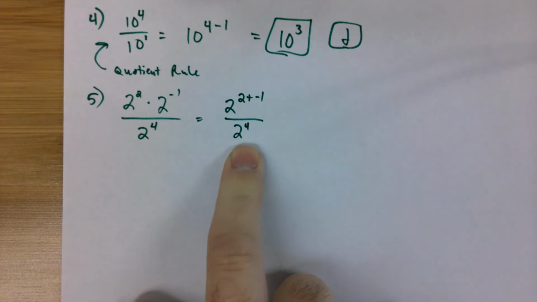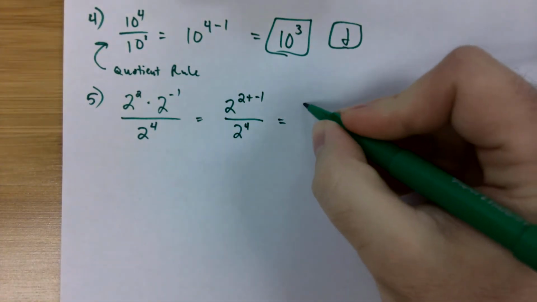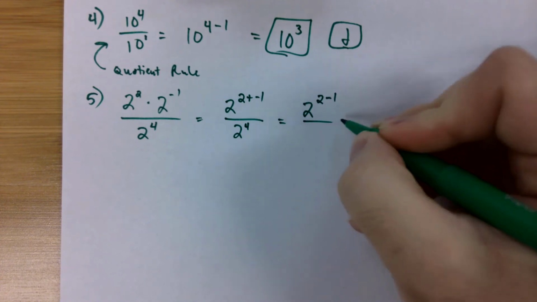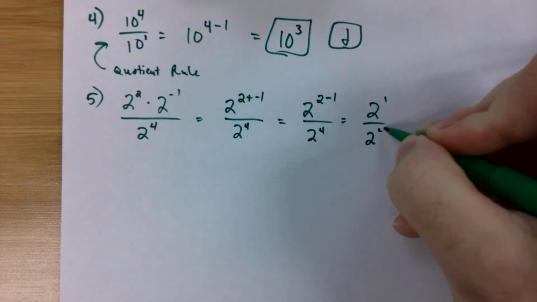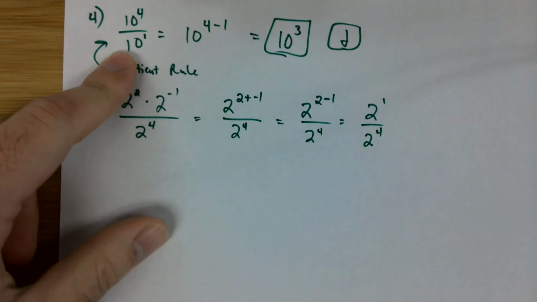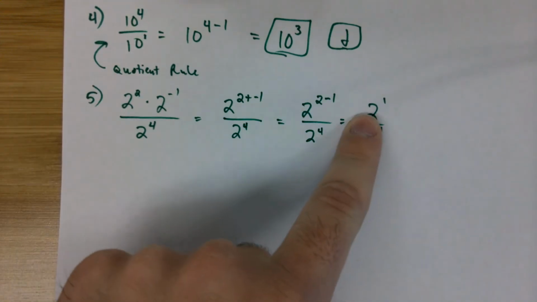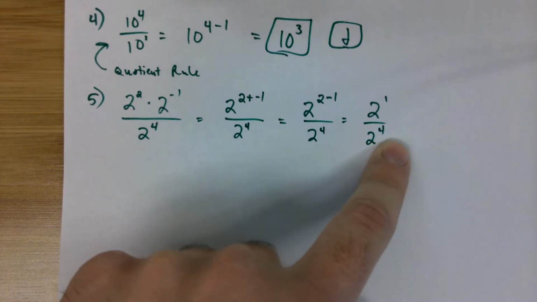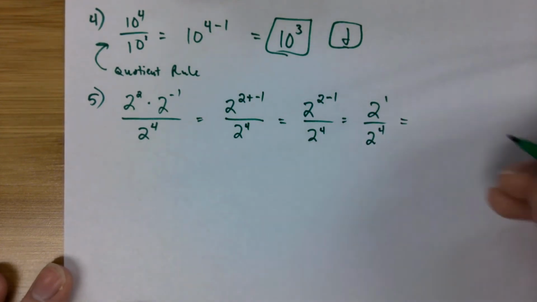We're going to leave our denominator the same, not do anything with it. This is the same as 2 minus 1, which is just 1. Right? Now we've essentially got a reverse of question 4. We had 10 to the 4th over 10 to the 1. Well, now we got 2 to the 1 over 2 to the 4th. What's that going to simplify to?